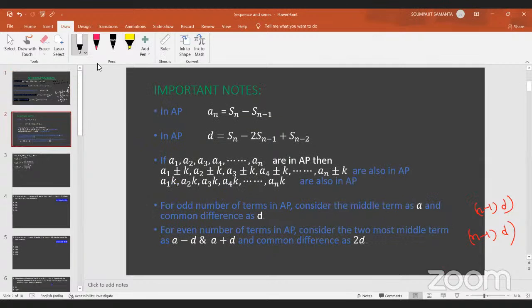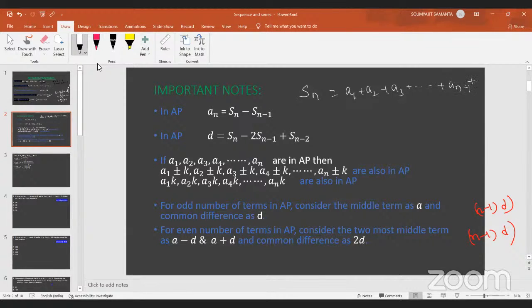First thing is, suppose the sum of n terms is given, but we need to find the nth term. How does this come? Let's see. What is an? I will write the sum of n terms as a1 plus a2 plus a3 plus dot dot dot an. This is nothing but the sum of n terms.